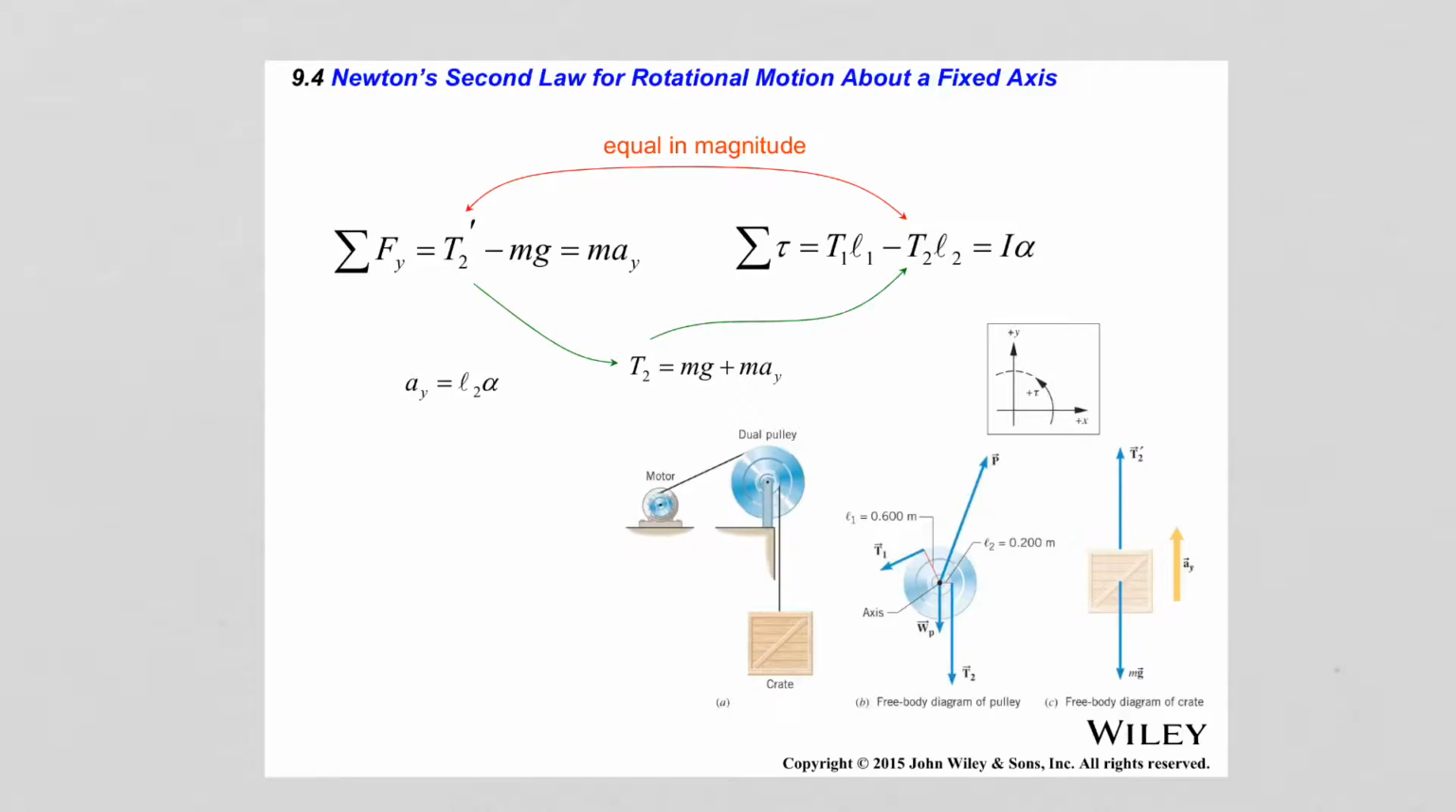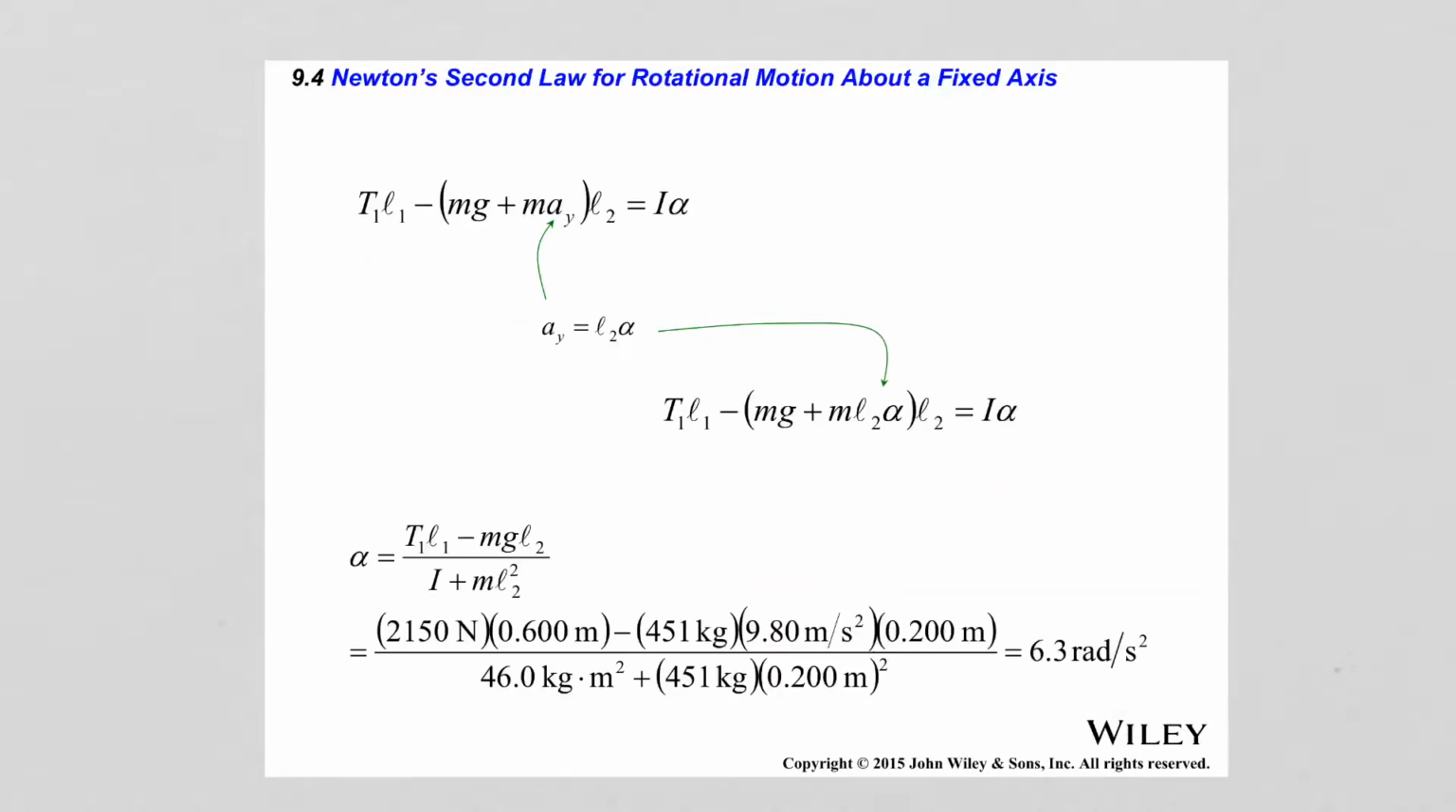And I can substitute in the torque equation. And also, I will replace the acceleration ay, because that is the tangential acceleration for a point on the pulley here, with its angular acceleration relationship. So ay is equal to L2 times alpha, where L2 is the torque arm from the axis of rotation of the pulley to where this cable is attached. And so when I combine the whole thing, it gives me that T1 L1 minus (mg plus may) L2 is equal to I alpha.